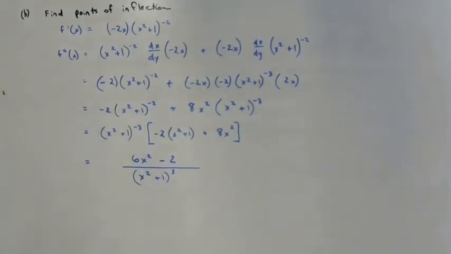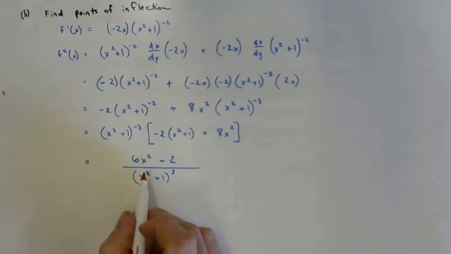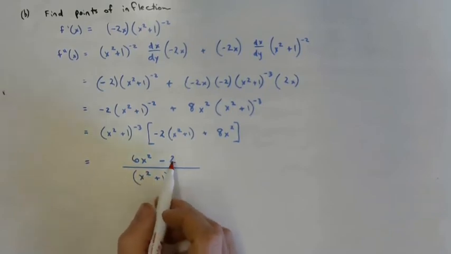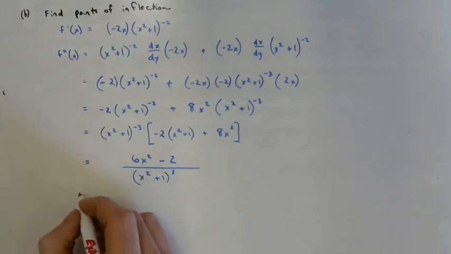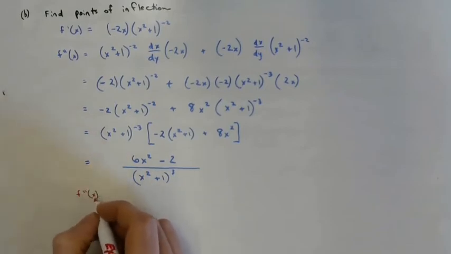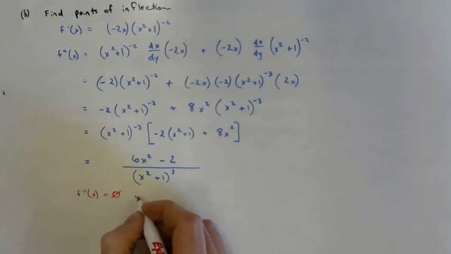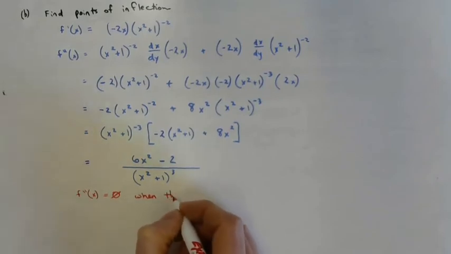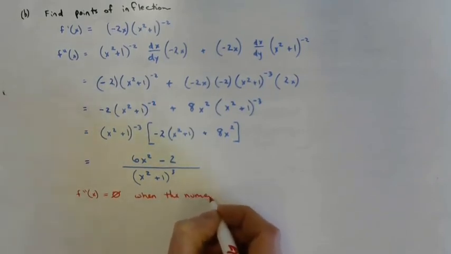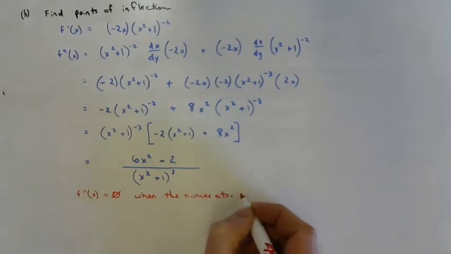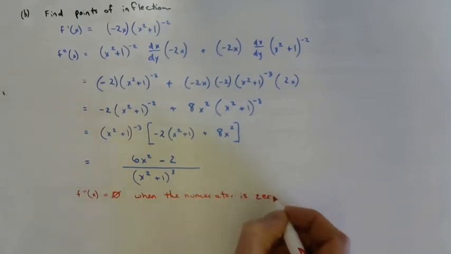So now what's the point? Well, the value of f double prime of x is going to be 0 when the numerator is 0. So f double prime of x equals 0 when the numerator is 0.